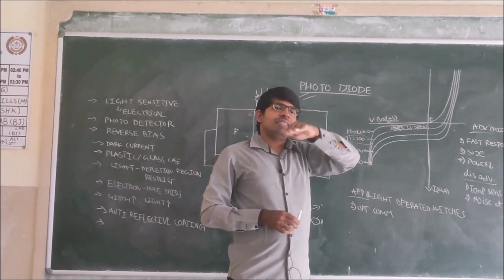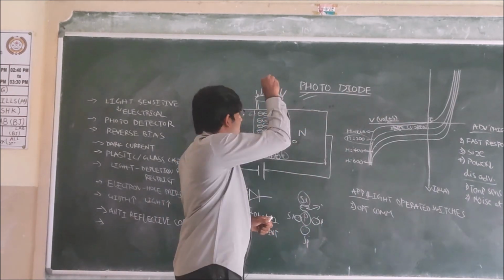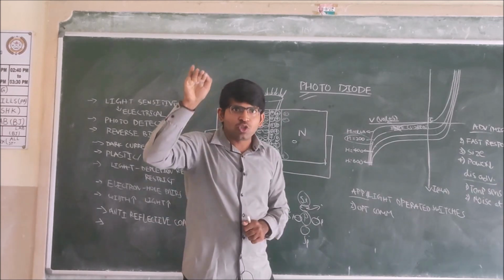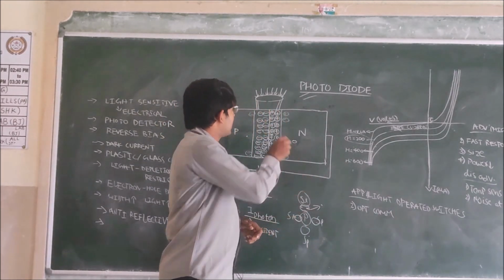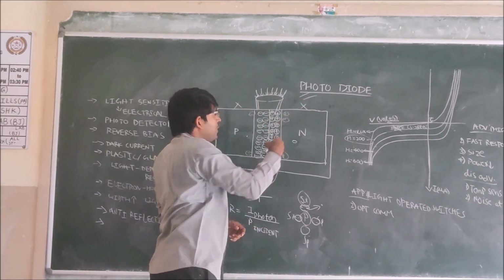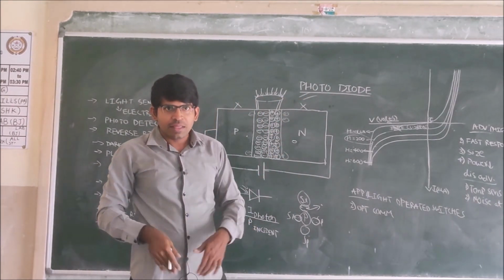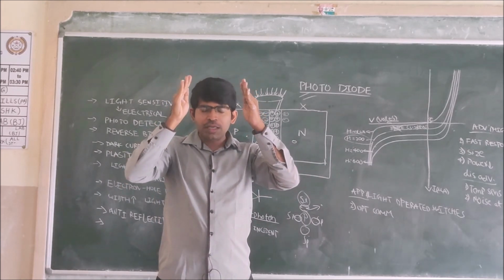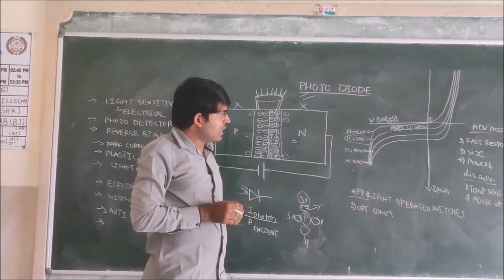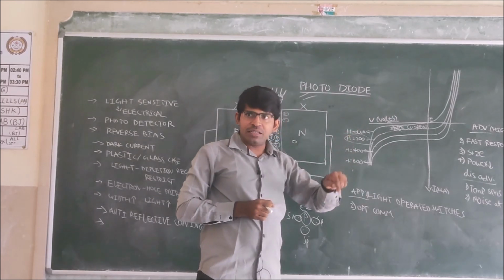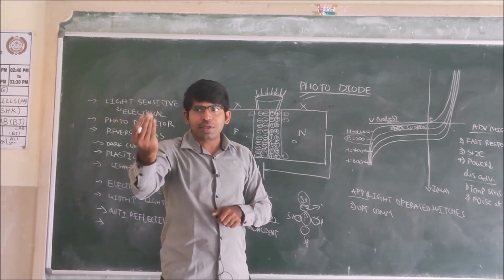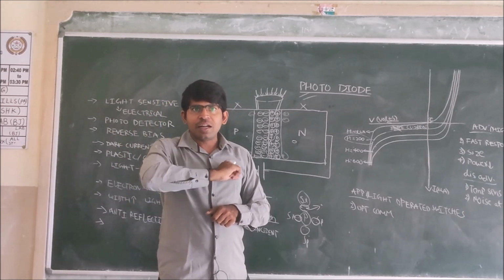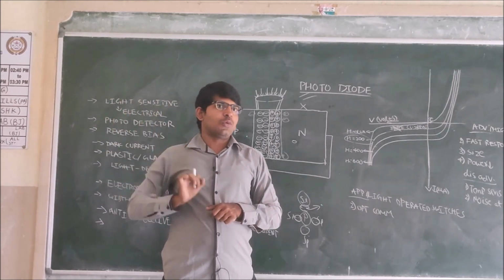We are increasing the incident light. The light is only falling on the depletion region. The light is not falling on the P and N regions. The light is falling only in the depletion region. Because of that light, the electrons in the covalent bonds come out, and electron hole pairs are observed.